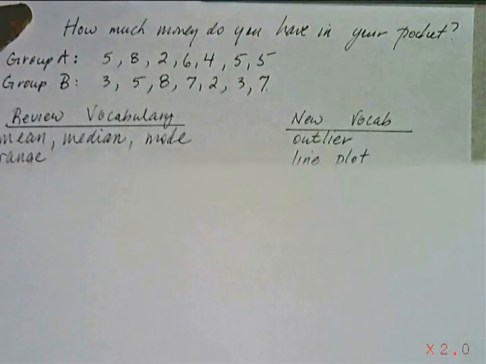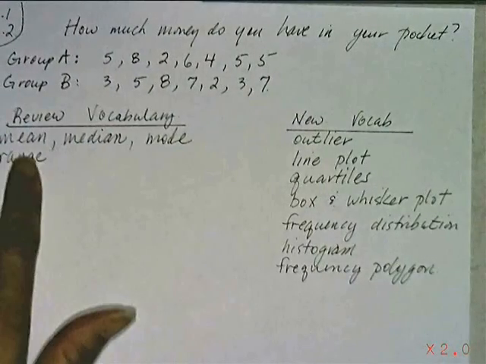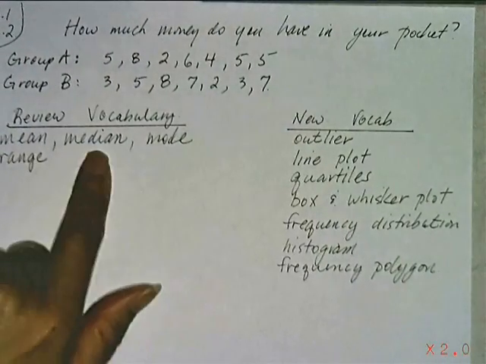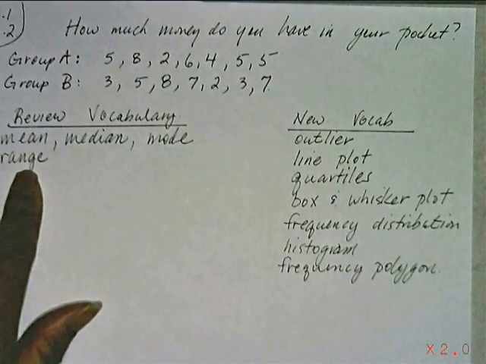So here's some vocabulary that you'll be using. You've done mean, median, and mode. Mean is your average, median is the middle number, and mode is the most often. Range is the difference between the lowest and highest number.